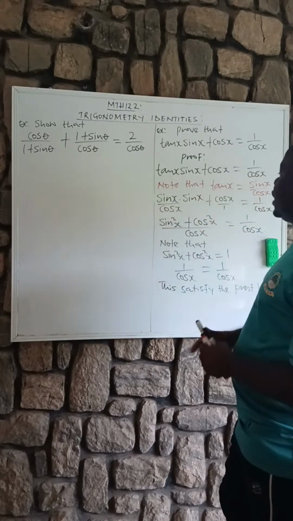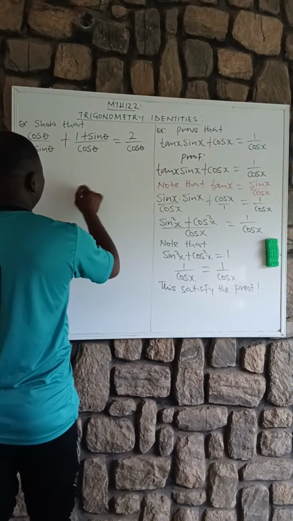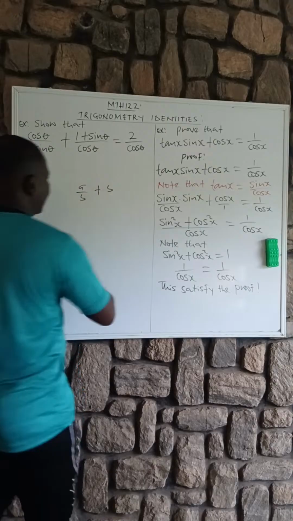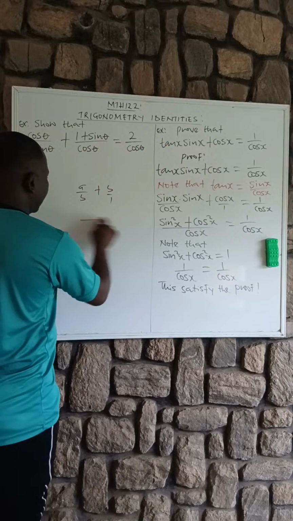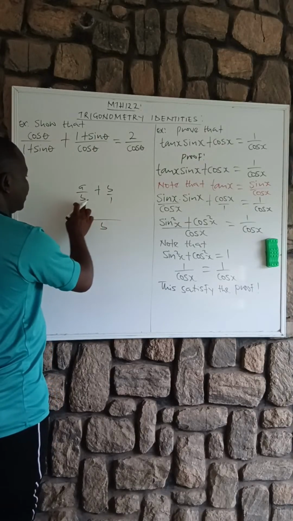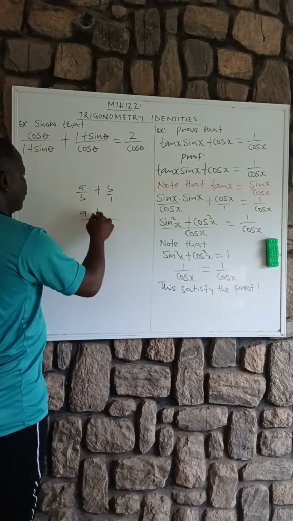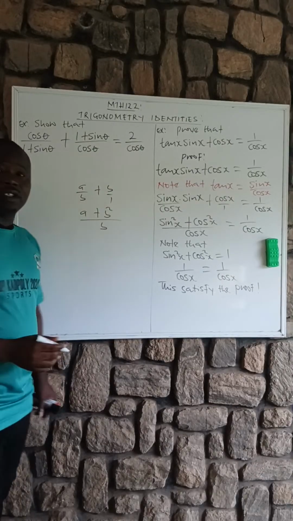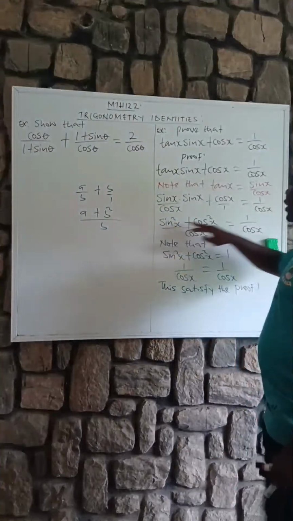When you see something of this form, if you have a all over b plus b over 1, what will first come into your mind? Is it not to look for the LCM? The LCM of b and 1 is b. B divided by b is 1 times a, plus b times b is b squared.